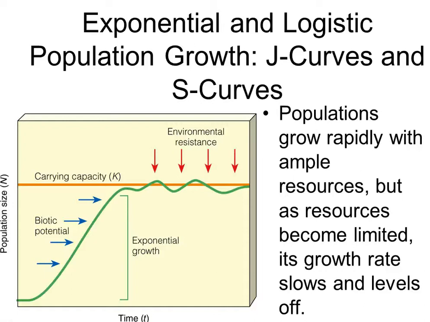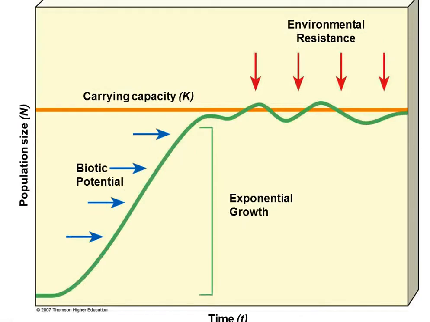Populations undergo exponential and logistic population growth. One is shown here with a J curve and the other with an S curve. So with ample resources, they grow exponentially, and then when resources become limited, the growth rate slows and levels off. So you can see here exponential growth in this chart over time, and then reaching the carrying capacity, and then the population sort of hovering along that carrying capacity line.